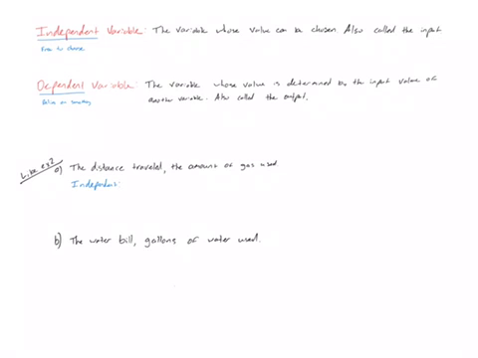So my independent is going to be the distance traveled, my dependent is my amount of gas.